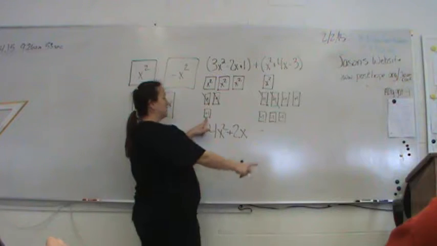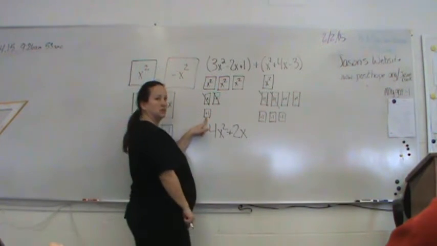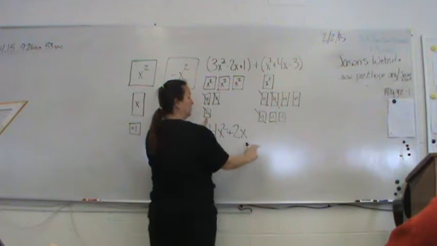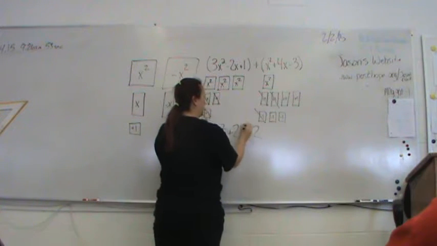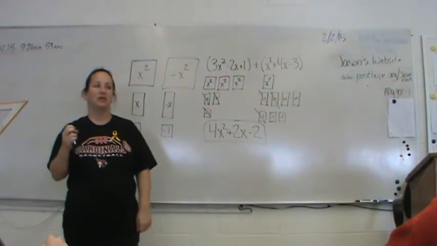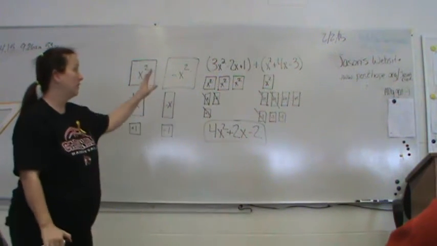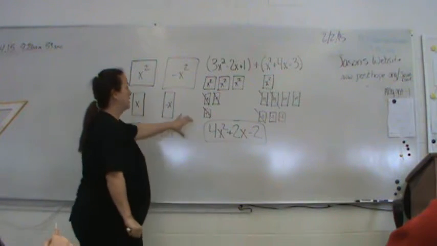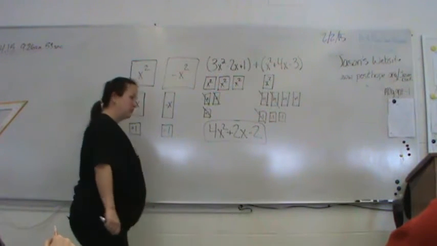Now I have a positive 1 and 3 negative ones. A positive and a negative cancel. That gives me a negative 2. There's my answer when I add those 2 polynomials together. Basically, drawing the tiles is just our work. Drawing the tiles is your work, yes.